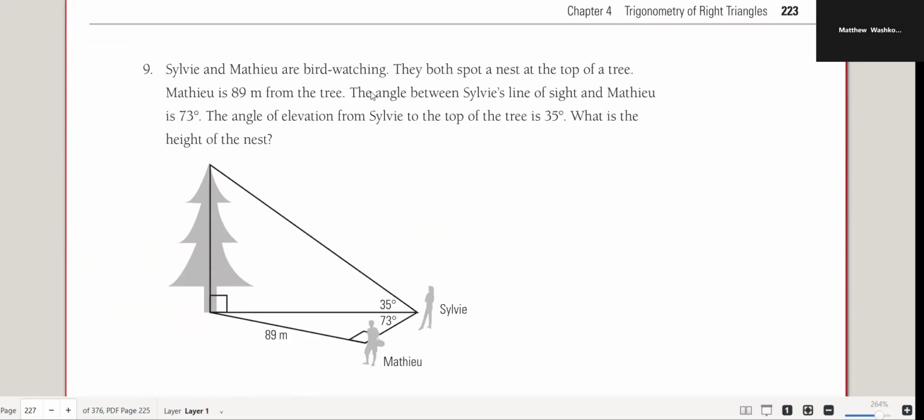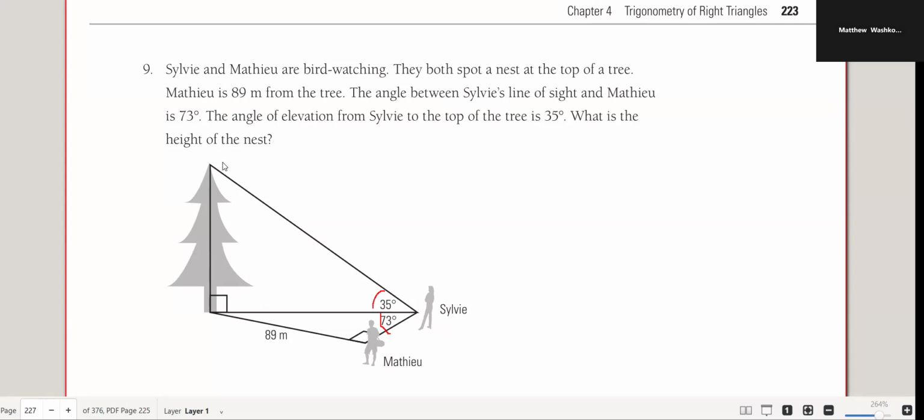Okay, so now for this one here, we have two triangles just like before, right? We have two people. They both spot a nest at the top of the tree. Matthew is 89 meters, and the angle between Sylvie's line of sight and Matthew is 73 degrees. That's this one. And then the angle of elevation from Sylvie to the top of the tree, right? Looking up, elevates, is 35.